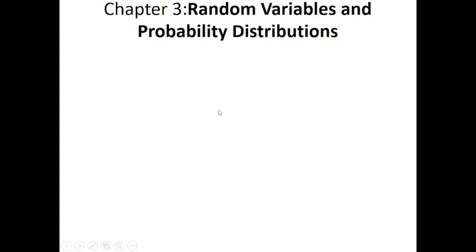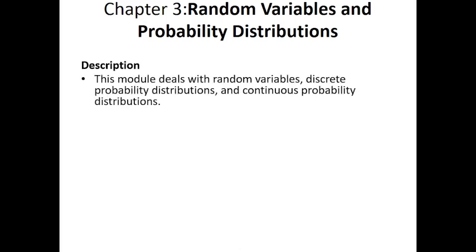So we now proceed to chapter 3 concerning random variables and probability distributions. This module deals with random variables, discrete probability distributions, and continuous probability distributions. For chapter 2, I have already introduced probability and probability rules. So you already have an idea on how to solve the probability of a certain event given certain conditions.